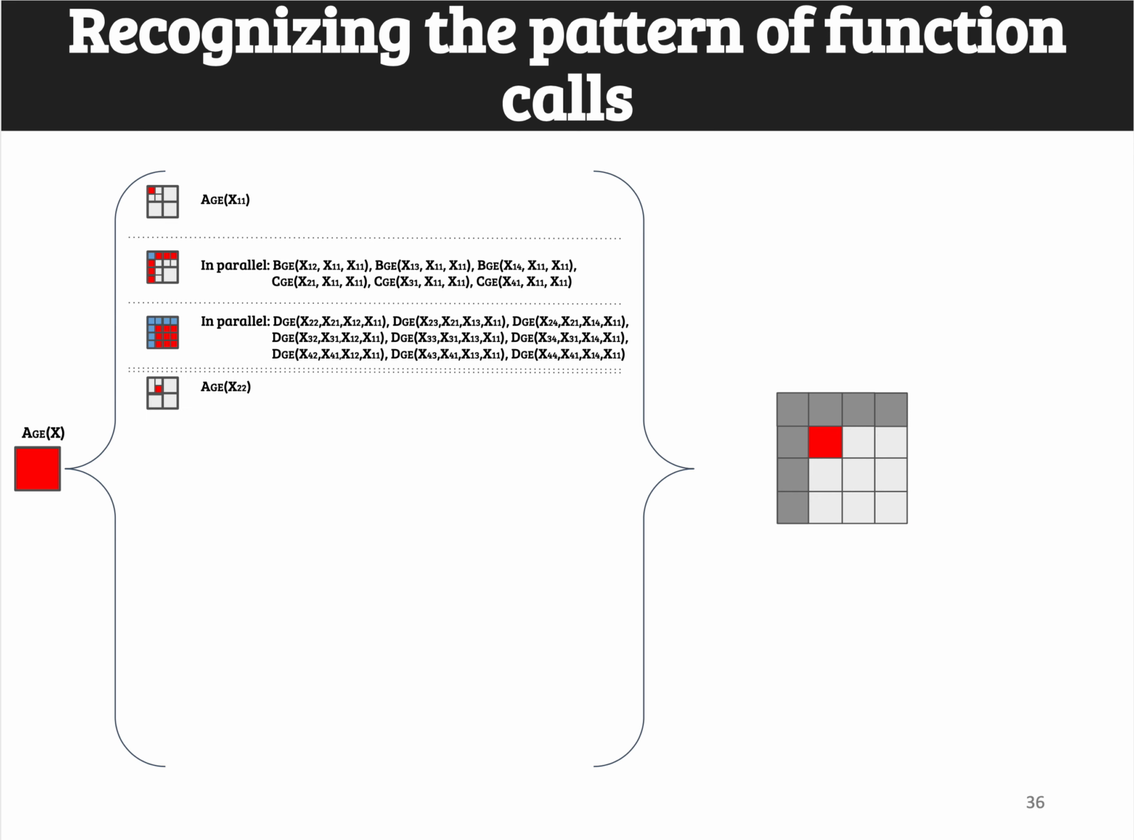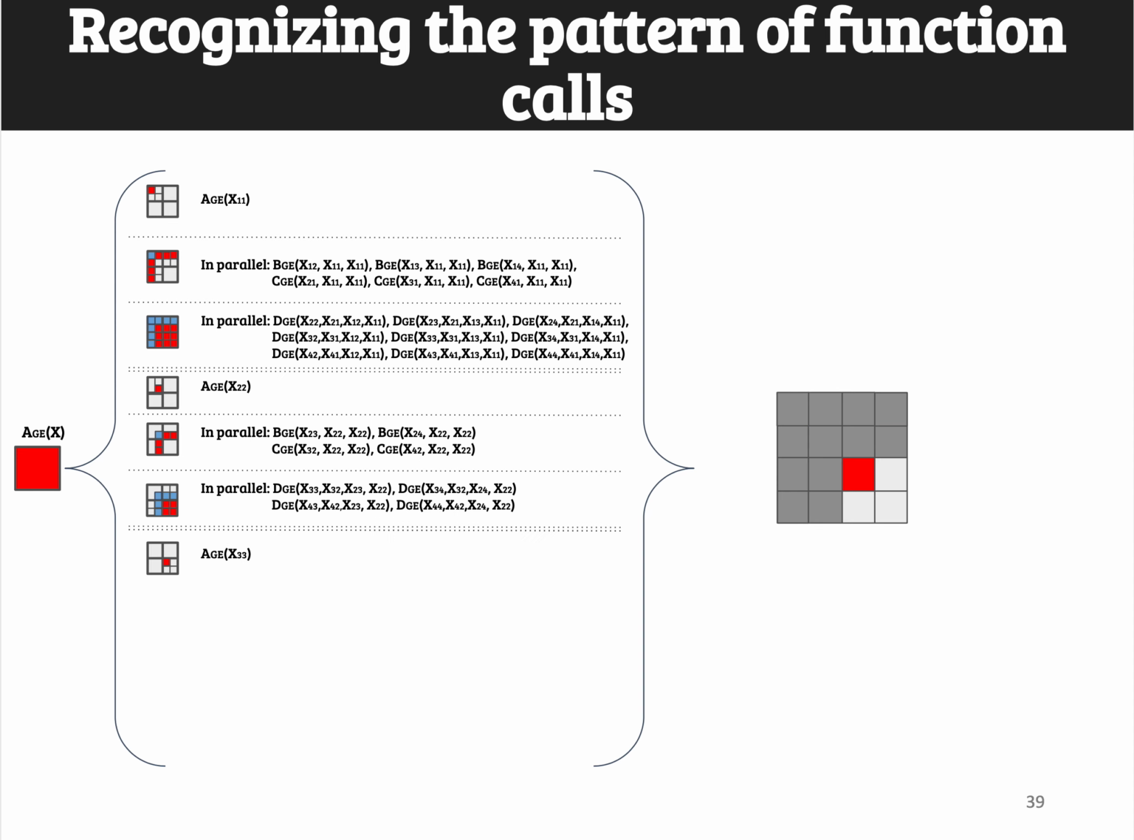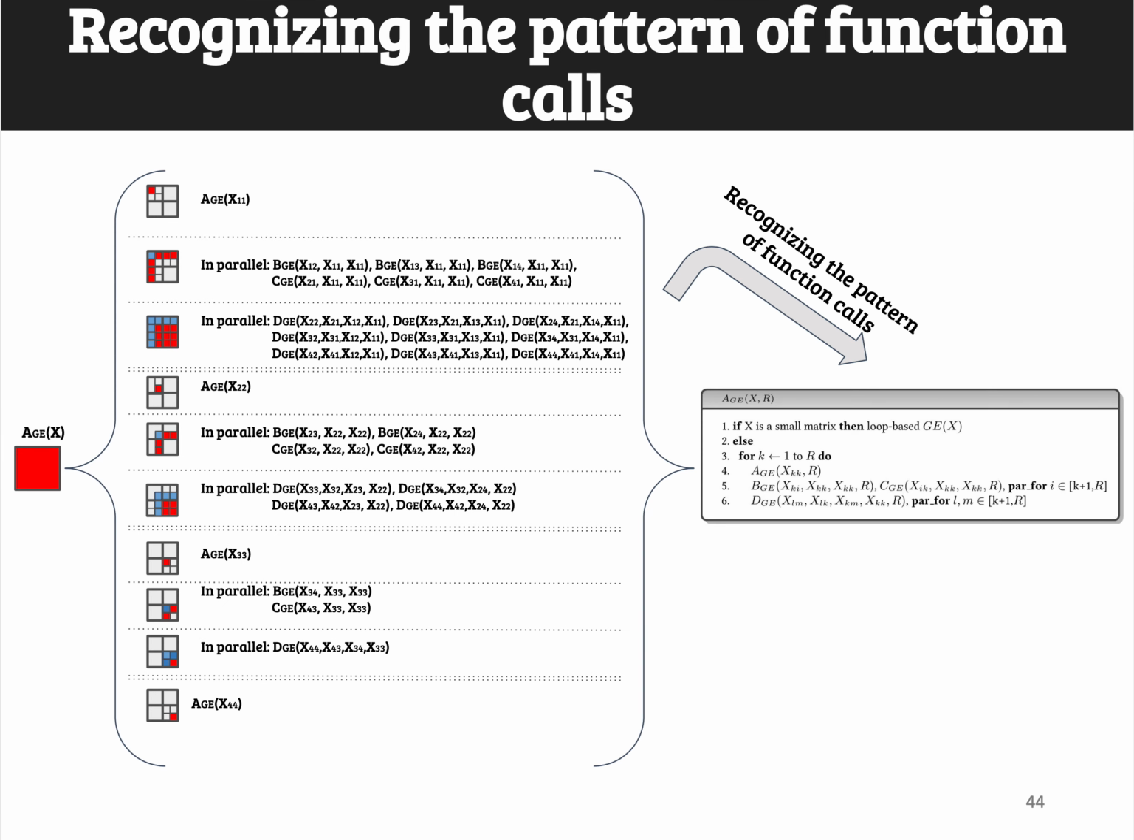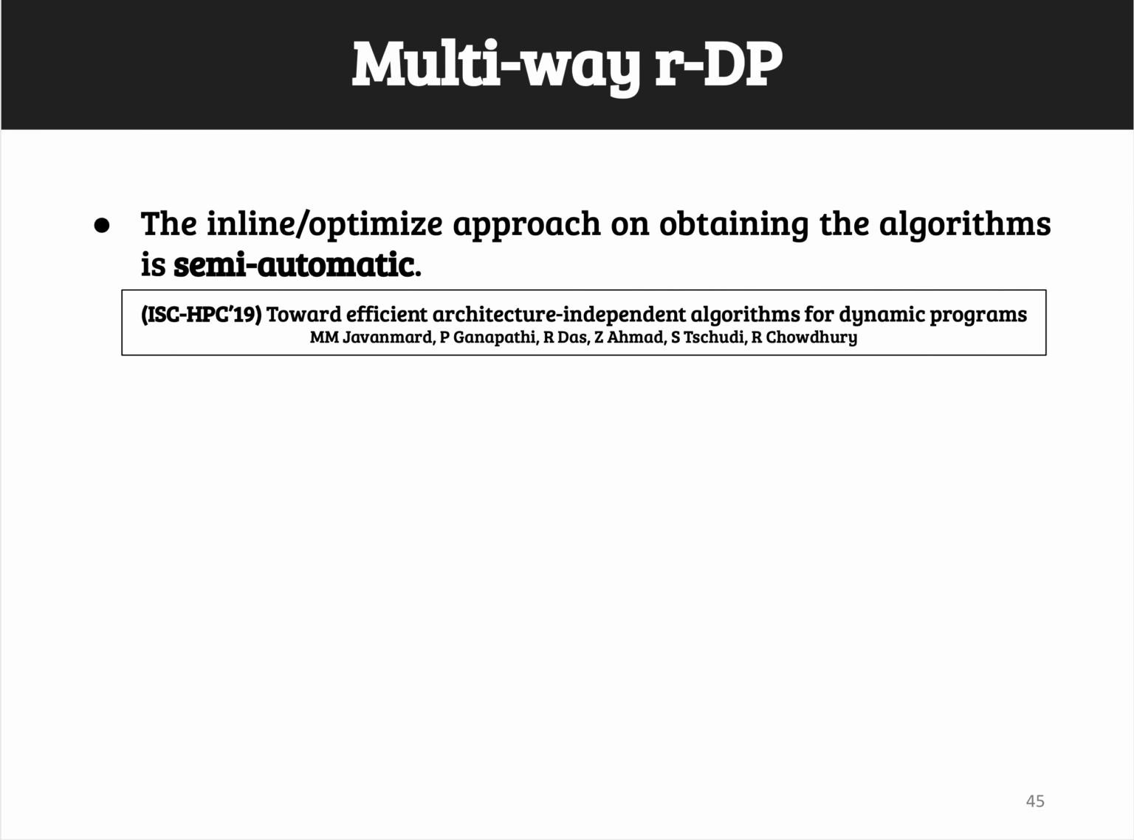And then in a repeated manner, we have A function call executing submatrix x2 and 2, then B and C function calls, and again a bunch of D function calls, and so on. This reveals the pattern, and we can come up with a compact representation of the algorithm for each of the recursive functions. The first design methodology that we discussed so far is semi-automatic, and it can be error-prone.